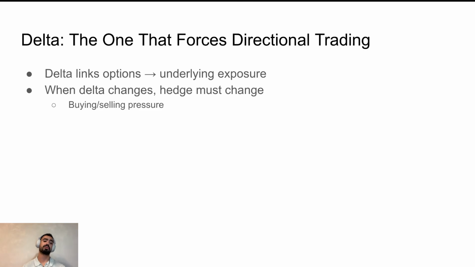So like we said, delta links the options to the underlying. And when the delta changes, of course, the hedge these market makers put in place must change. And this is going to create a direct buying and selling pressure in the underlying asset. And this is what we like, and this is what we want. Whether we're trading futures, the ETF, SPY, whatever, directional options, that's cool. That's what we want.